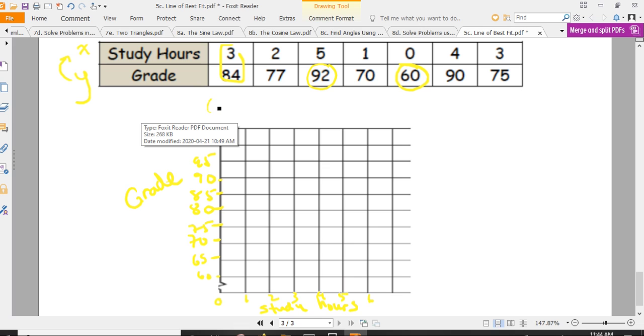So at this point would be 3 and 84. 3 and 84, which is about right there. 2 and 77. 2 and 77, which is about in between 75 and 80 right there. And so forth. Okay? Hopefully that helps.